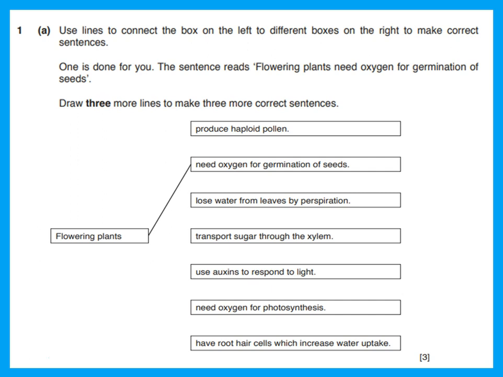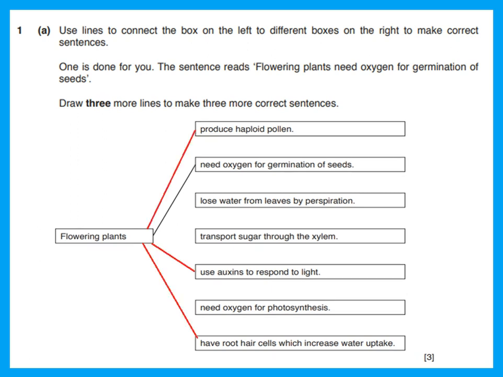Use auxins to respond to light? Yes, they use auxins to respond to light. They need oxygen for photosynthesis? No, they need carbon dioxide for photosynthesis. The oxygen is needed for respiration. They have root hair cells which increase water uptake? Yes, they have root hair cells that increase water uptake. So these are the 3 statements that are correct.